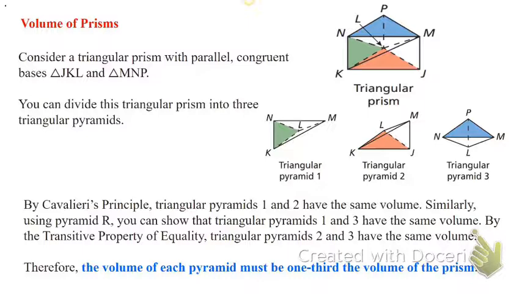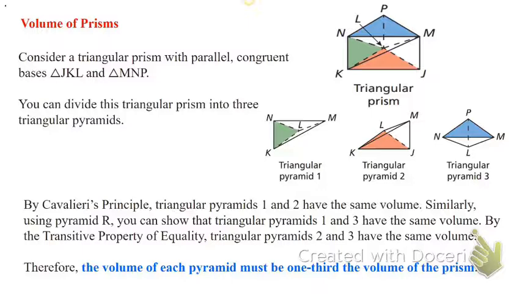And by Cavalieri's principle, triangular pyramids 1 and 2 have the same volume, and similarly, using pyramid R, you can show that triangular pyramids 1 and 3 have the same volume. By the transitive property of equality, triangular pyramids 2 and 3 have the same volume. Therefore, all three of those pyramids must be 1/3 of the volume of a prism.